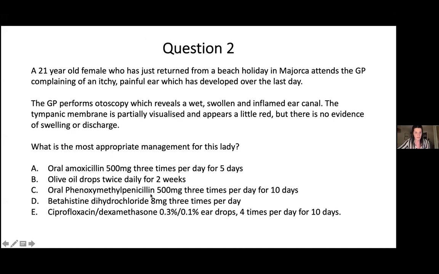Perfect. Thank you all for answering there. So what do we have here? We have a young woman here. She's just come back from her holidays and she's got an itchy, painful ear. We've done otoscopy, we've looked inside the ear and we can see it's wet, it's swollen and it's inflamed. And we're trying to see the eardrum, but we can only see part of that just due to the swelling of the ear. And the eardrum itself appears a little red, but there's no evidence of swelling or discharge.